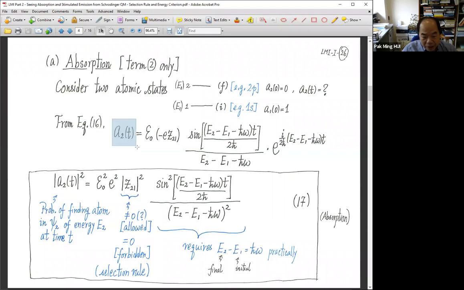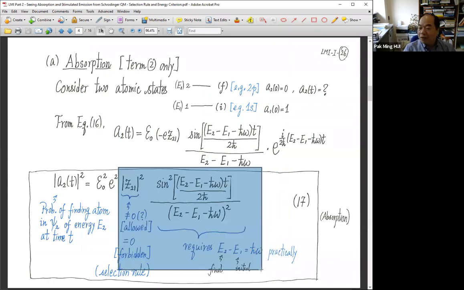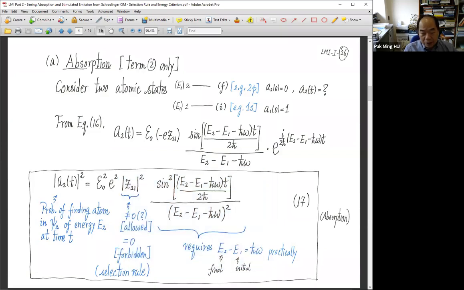Next step, take this thing and take a square. That will be the probability of finding the atom in the second state at time t. Therefore, we get a very nice answer. This is the answer. Okay, closed form, rather nice. The next thing to do is to analyze this particular function. Okay, that is a very rich function to analyze for several reasons.